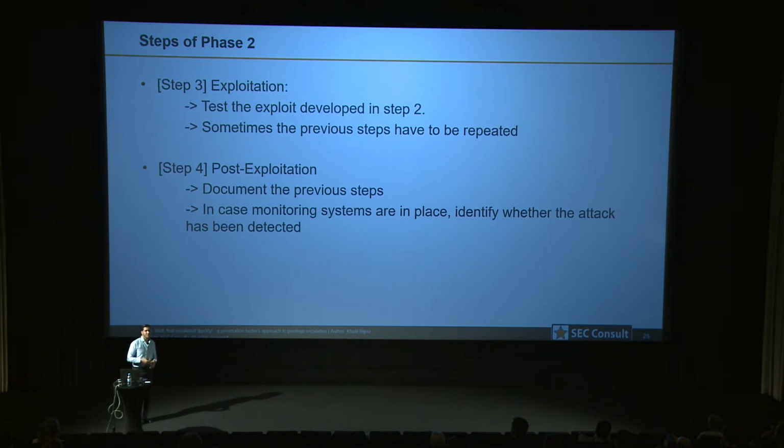In step 3, we try to perform the exploit. Sometimes we are lucky and it works on the first attempt, but in most cases what you will have to do is to find out why it didn't work, why it failed, and then go back to step 2, which is research and development, and try it out again. And in step 4, we have the post-exploitation step, where we document what we have done, whether it was successful or not. What is also very interesting for many companies is to find out, did the antivirus software detect the exploit? Or did the SIEM create an alert?